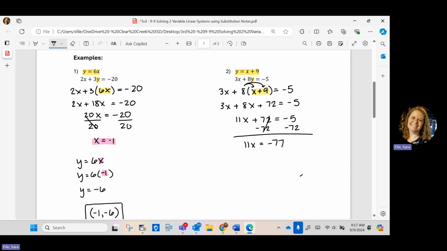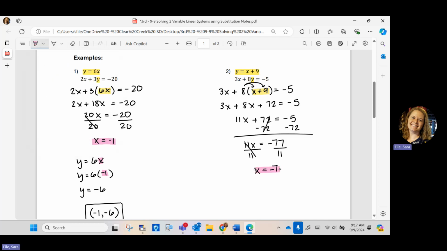Now to get rid of the coefficient, I will divide. The opposite of times 11 is divided by 11, which simplifies to x equals negative 7. That is not my answer. Okay, what do I do with that now?